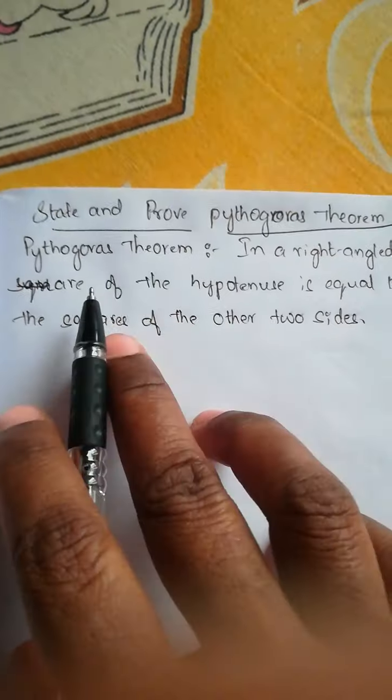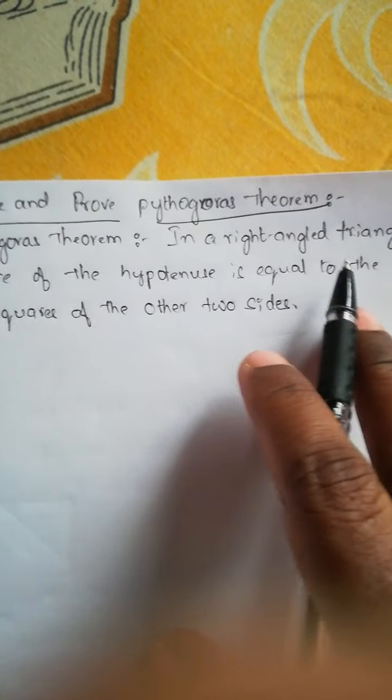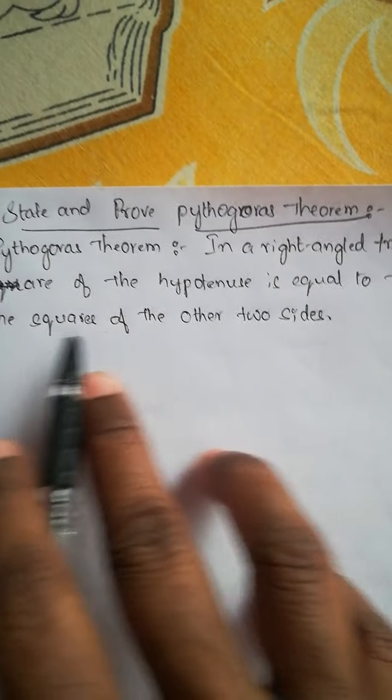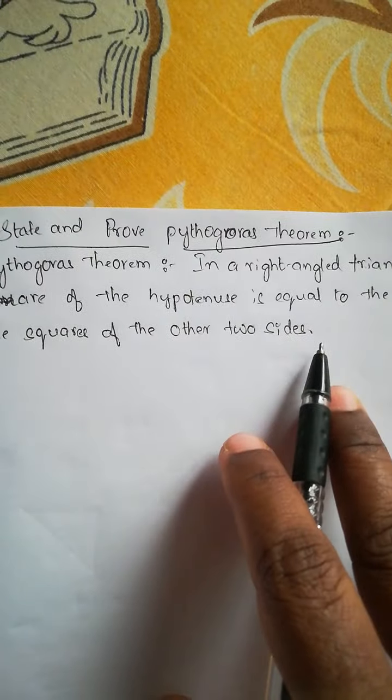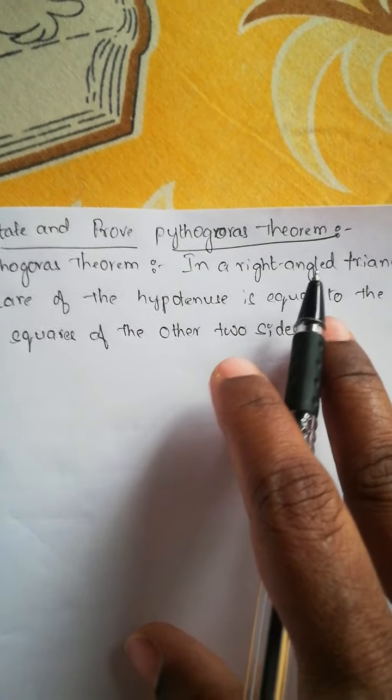Now I am going to explain to you Pythagoras theorem. What is Pythagoras theorem? In a right angled triangle, the square of the hypotenuse is equal to the sum of the squares of the other two sides. This means the theorem is related to a right angled triangle.